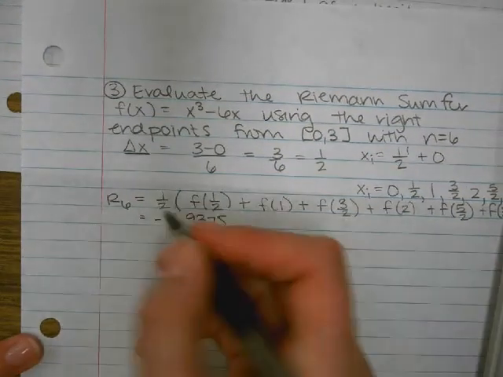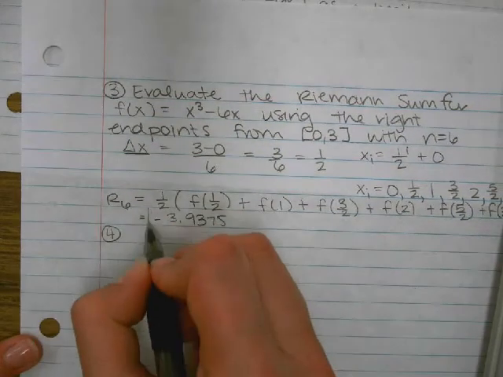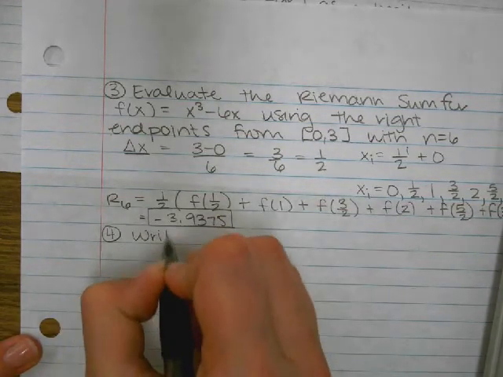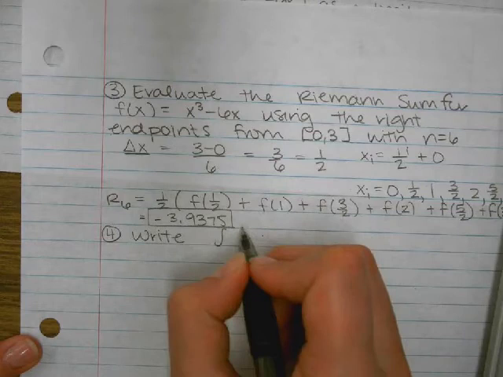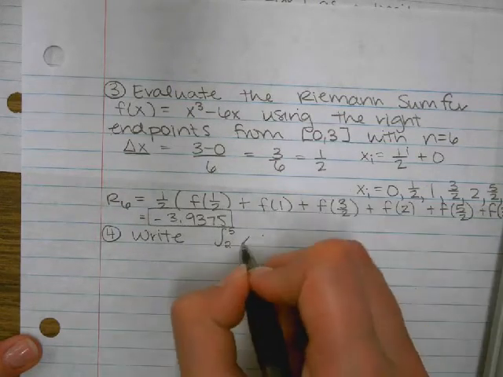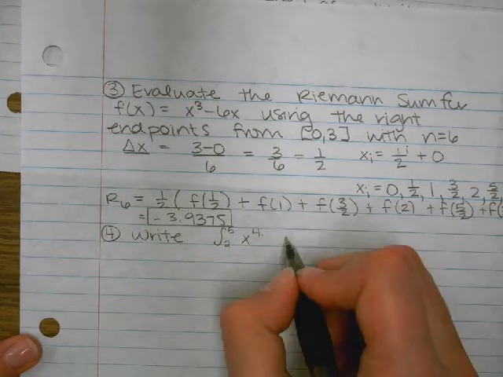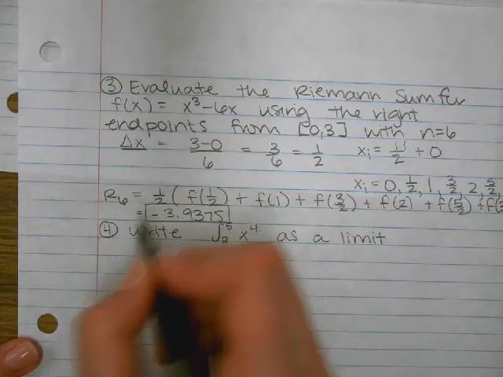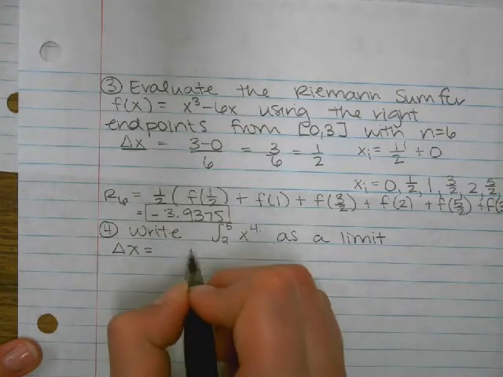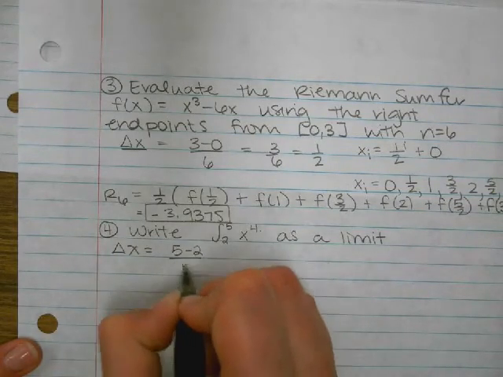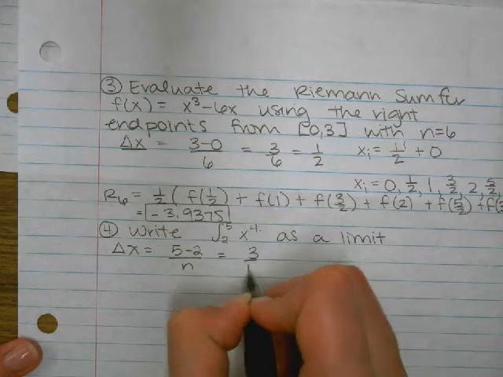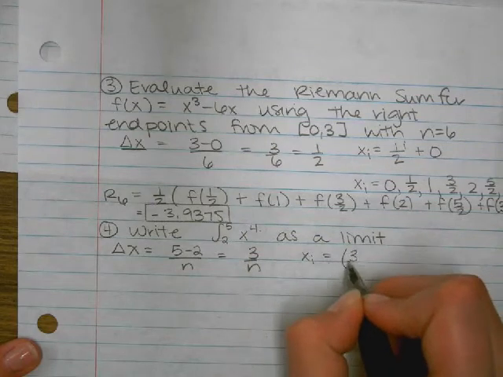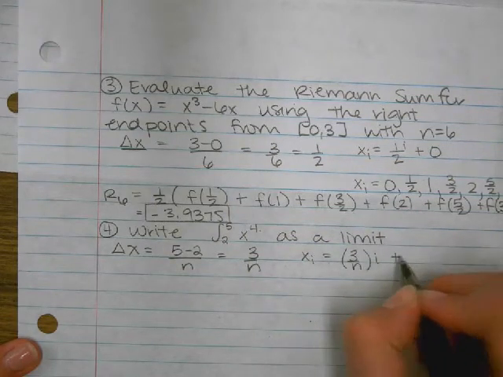All right, the next example says to write this integral from 2 to 5 as a limit. So first we're going to look for our delta x, which is b minus a divided by n. So that's 3 over n. And then our x sub i would be that multiplied by i plus our lower bound.